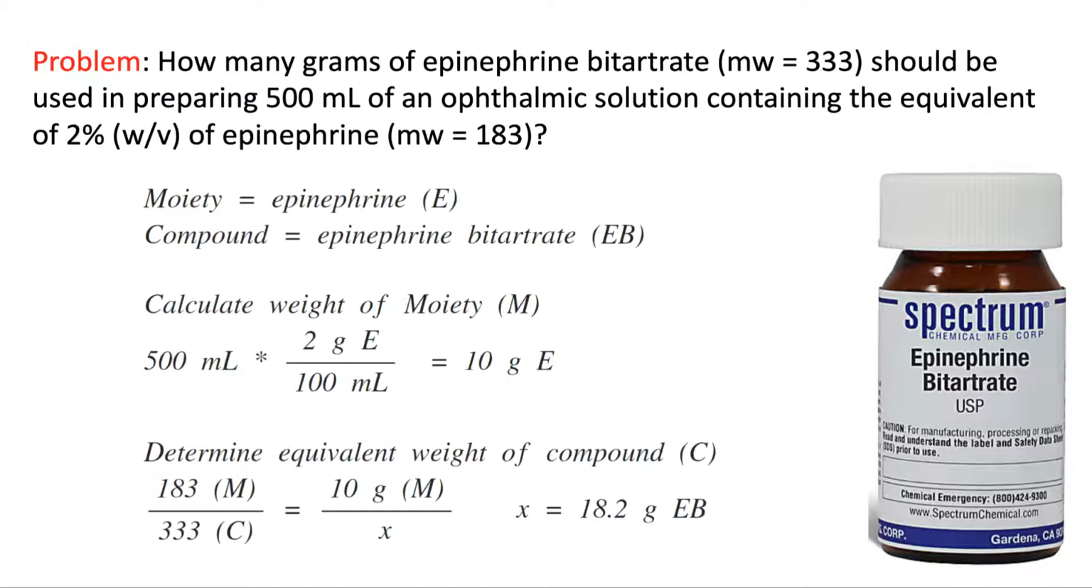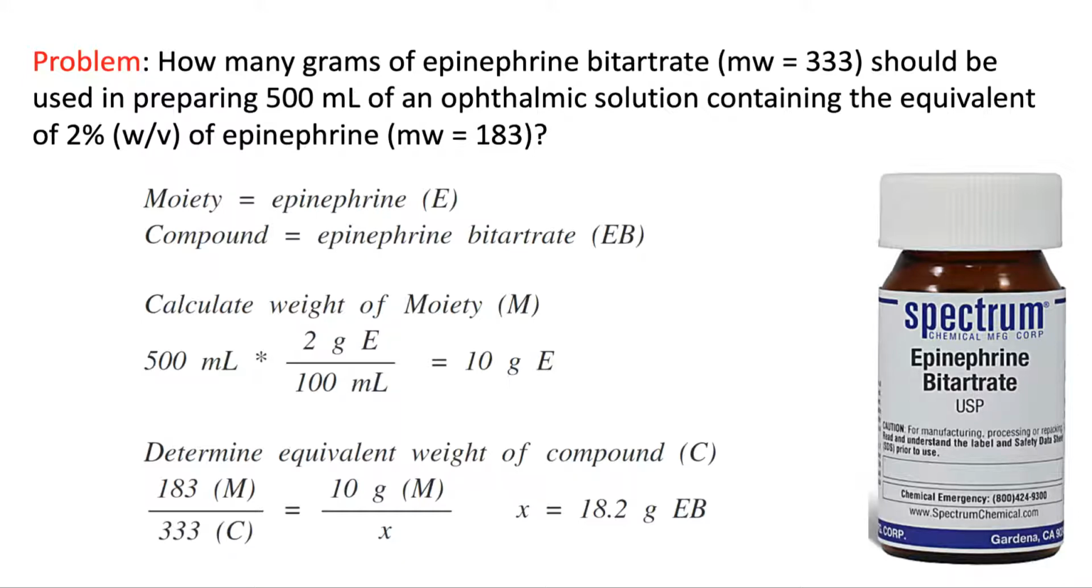So if we solve for X, 10 times 333 divided by 183, numerically, we should get 18.2, and the units on that from the moiety was grams, so it would be 18.2 grams, and that would now represent the weight of the epinephrine bitartrate, or of the compound needed to provide the 10 grams of pure drug, or in this case of the pure epinephrine moiety.